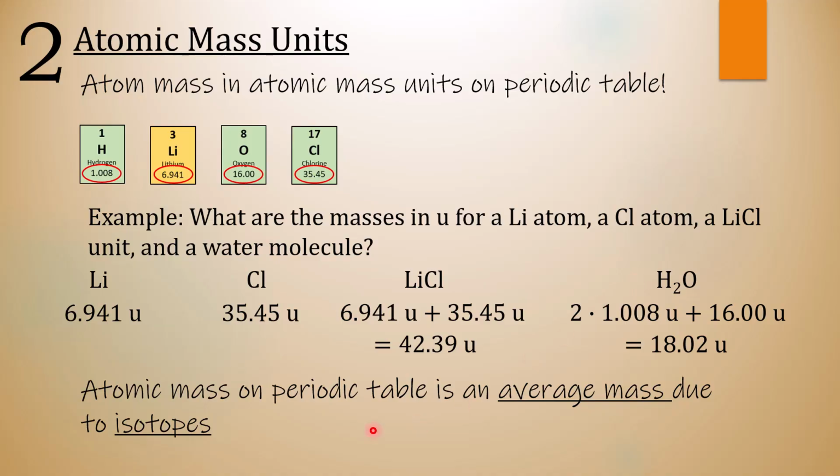I want to point out that the atomic mass on the periodic table is an average mass. That's because of isotopes. We talked about this in the previous video. Isotopes are going to have different masses because of the different number of neutrons at the nucleus. Chlorine 35 has 2 fewer neutrons than chlorine 37 at the nucleus. Chlorine 37 is going to be more massive. If you average these 2 masses based on relative abundance, the average is 35.45 atomic mass units.